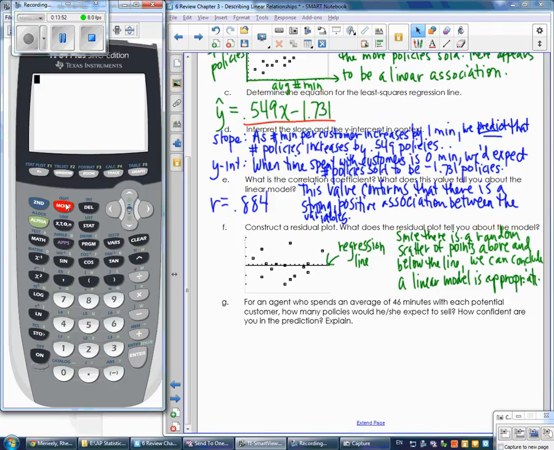But remember, we stored our regression equation in y1. So I'm going to pull it up on my home screen. And I'm going to use function notation. So in parentheses, I'm going to evaluate my equation at 46. And my prediction is 23.534 policies.